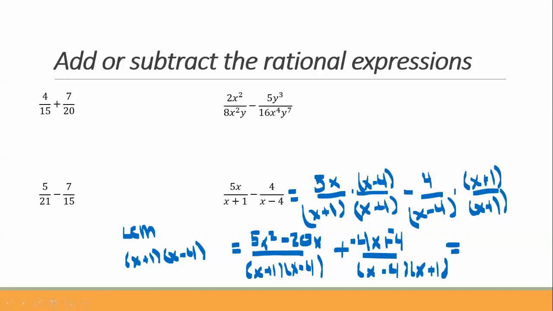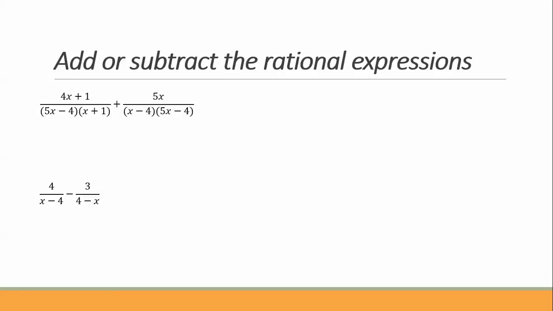And now we combine like terms in the numerator, and we have 5x squared, negative 20x minus 4x is minus 24x, and then minus 4 from there, all over x minus 4 x plus 1. Remember, you can list the two factors in the denominator in any order because we have the commutative property of multiplication. Here's a couple more, and we'll go from here.